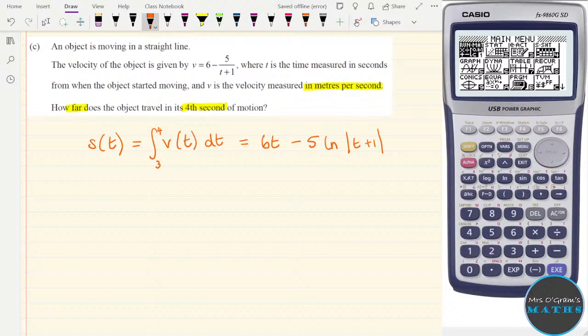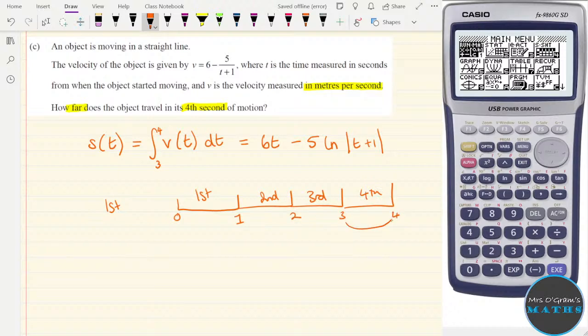I always try to get students to think back to what would you call the 1st second. The 1st second would be in the time space between when we started and when we hit the time being 1 second being passed. So if that's the 1st second, think about it again. So the 2nd second would be here, the 3rd second, and then the 4th second. So you can see now the 4th second is between when the time is 3 seconds and when the time is 4. Okay, let's just move that out the way.